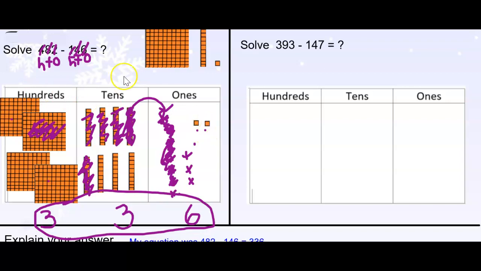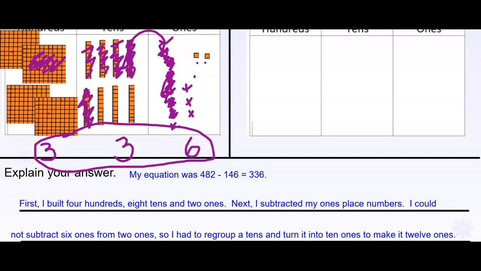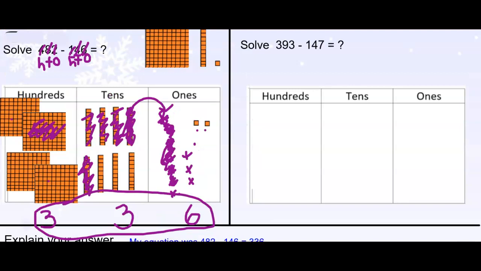Boys and girls, remember when that happened? We only had 2 ones, but we had to take away 6 ones, so we took a tens rod, moved it to the ones place, turned it into 10 ones. Altogether, we had 12 ones. Then I could subtract 6 ones. Remember, we scratched off 6 ones? I had 6 ones left over. After that, I subtracted 4 tens from 8 tens, and my answer was 3 tens. Finally, I subtracted 100 from 4 hundreds, and the answer was 3 hundreds. My final answer was 336. Boys and girls, your explanation should look something like this when you do the next problem on your own.